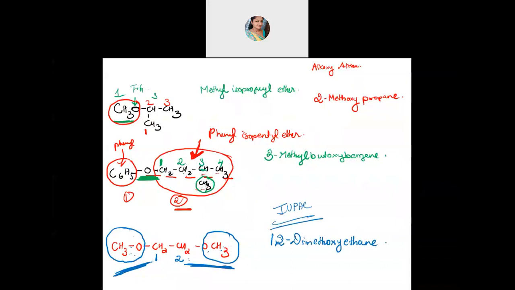So at least practice whatever I have done. Only these many compounds. If you practice these, it is also fine. More than that, they have never asked.